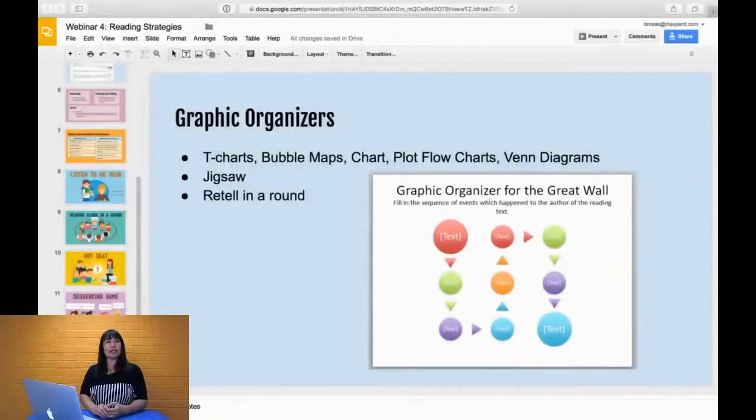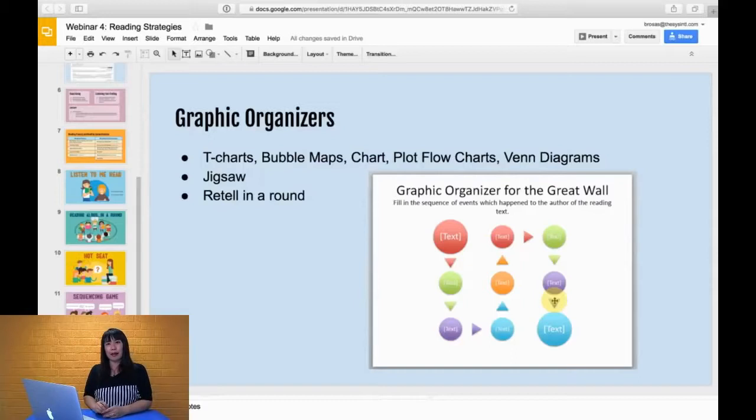After you play those different activities, we of course need to see in a little more formal way that the students have understood the information. So we like to use graphic organizers. They're very popular: T-charts, bubble maps, plot flow charts, Venn diagrams. You can see here that students can fill information in digitally or on paper, but the idea is then that they can speak about it.